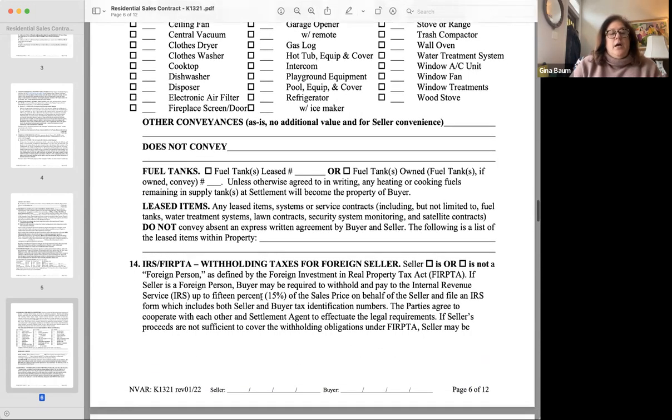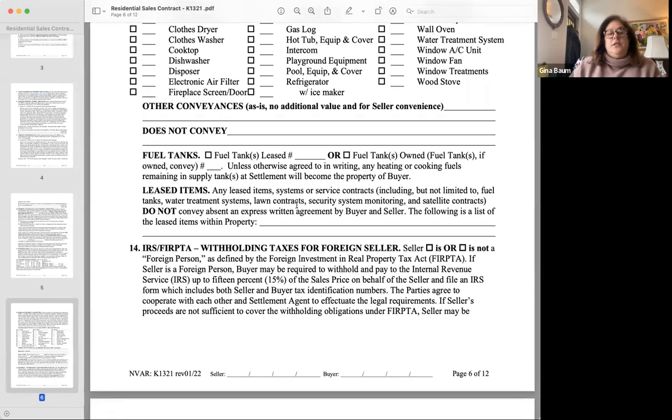Any other leased items or services, lawn contracts, security system monitoring, and satellite contracts do not convey absent an express written agreement by the buyer and seller. Okay.